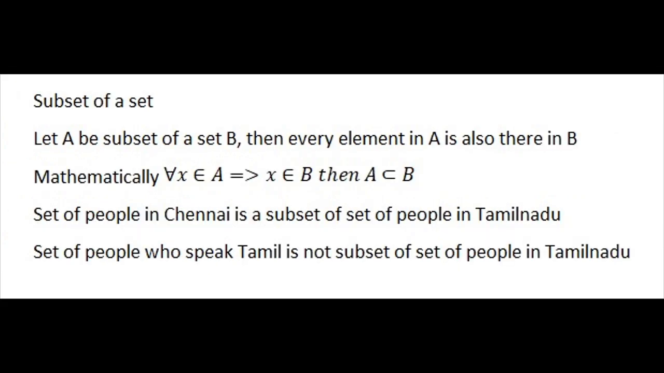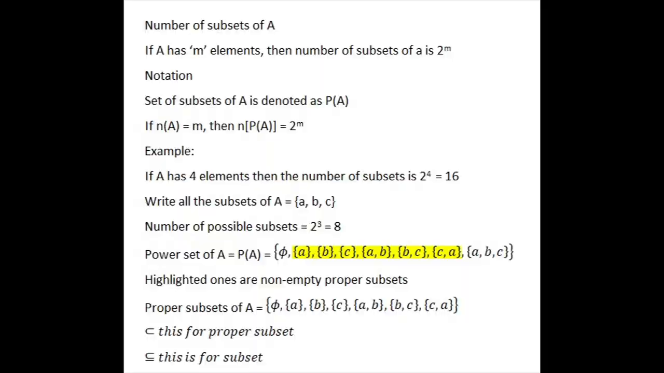What is a subset of a set? Suppose A and B are two sets. If A has 1, 2, 3, 4, B also has the same 1, 2, 3, 4, and B may have some extra elements, but whatever is in A is also in B, then you can call A a subset of B. Here are some examples. The set of people of Chennai is a subset of the people in Tamil Nadu. But the set of people who speak Tamil is not a subset of the people in Tamil Nadu, because Tamil people are all over, in Bangalore, many places of the world, even in Saudi, England, Japan, many places.